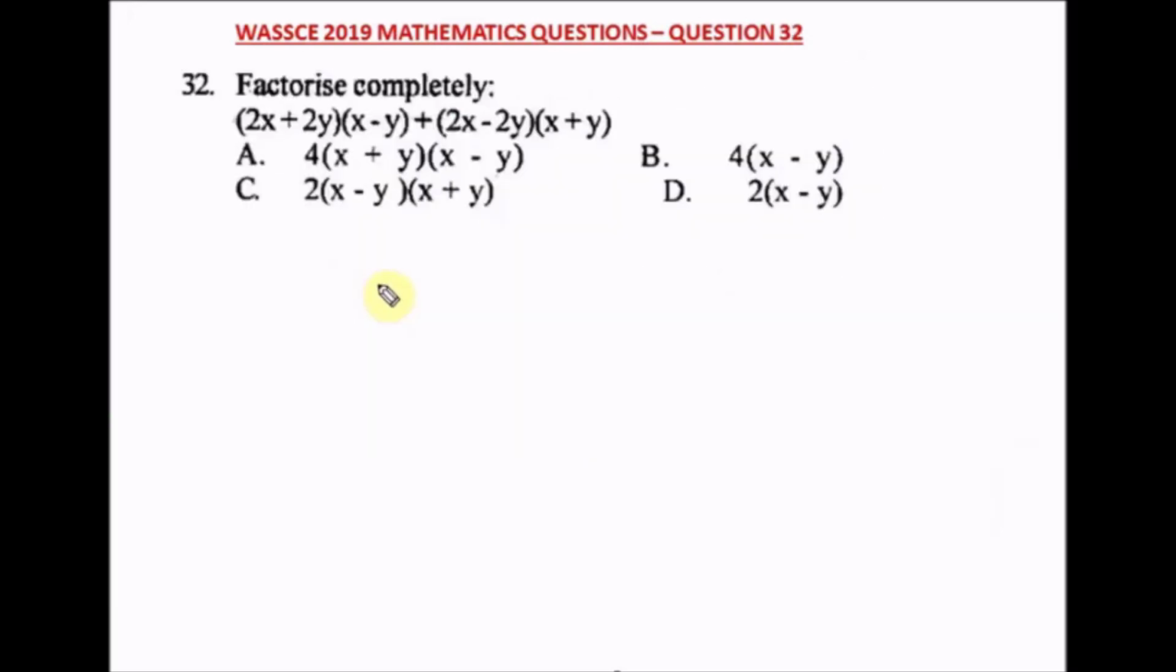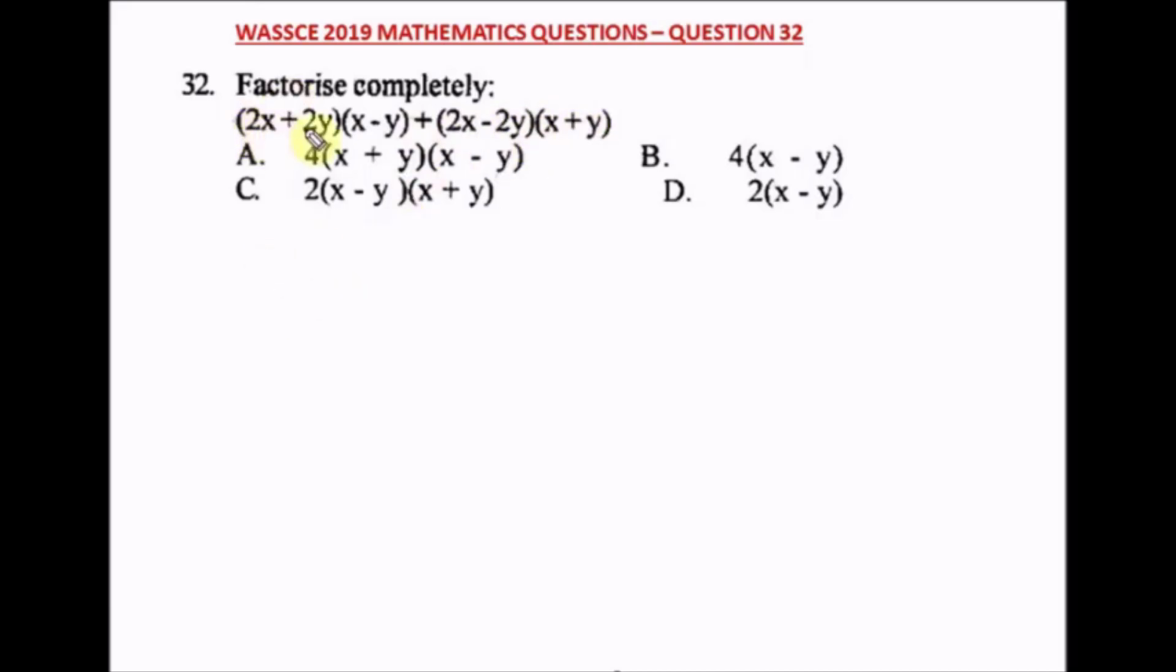Question 32 of the WAEC 2019 Mathematics Past Question. It says, factorize completely this. So what to factorize completely this? I think the easiest way is to open up these two brackets, then add up this other one too, and open up this one and add them up.